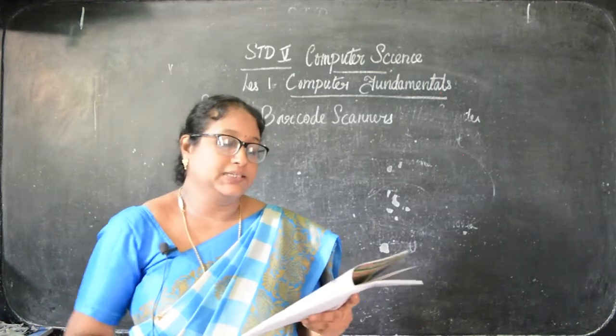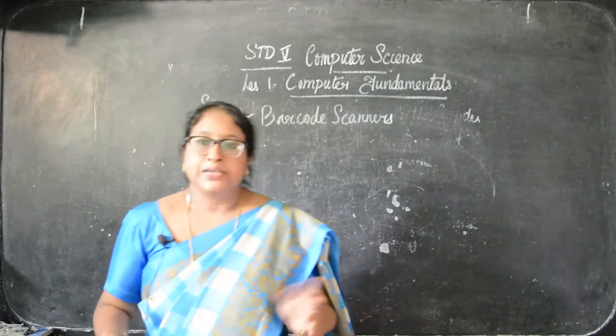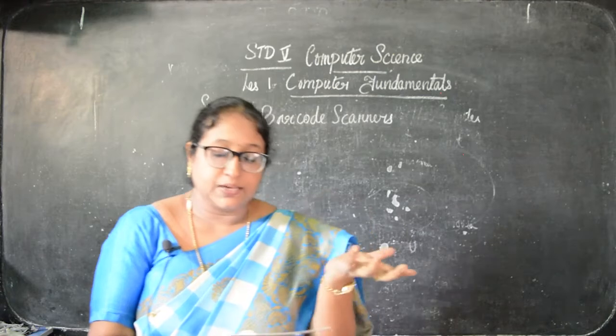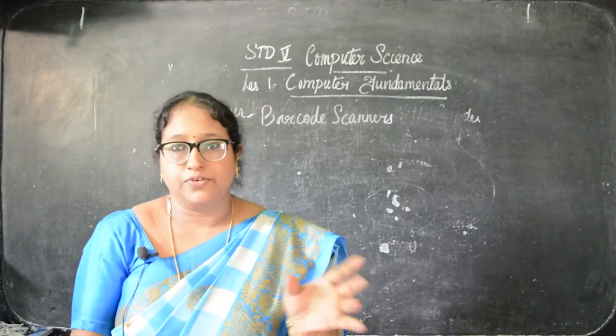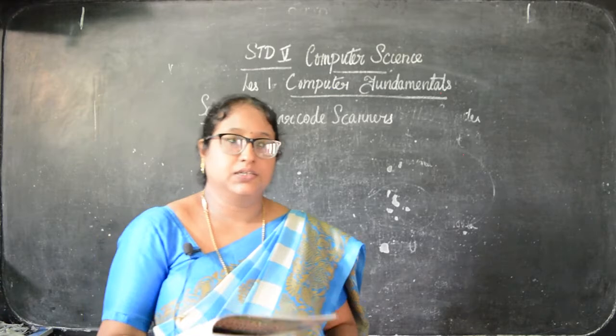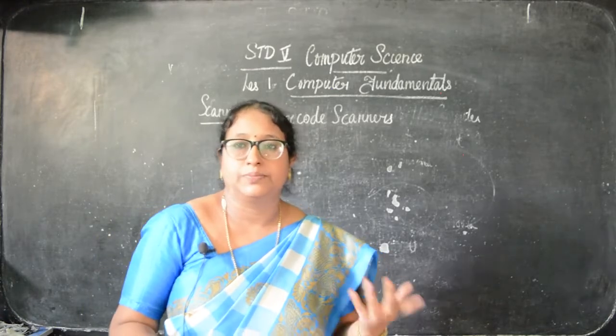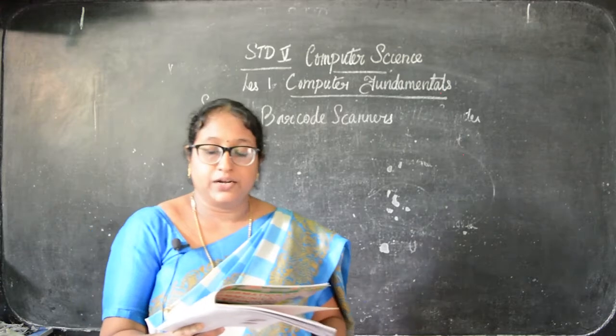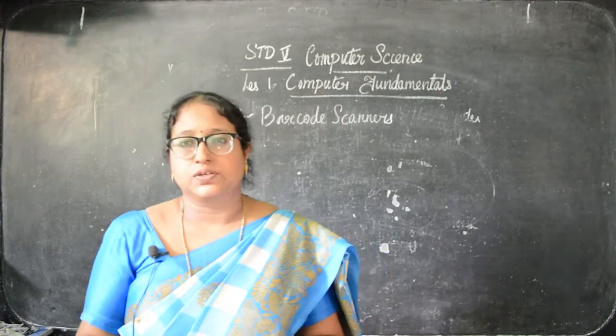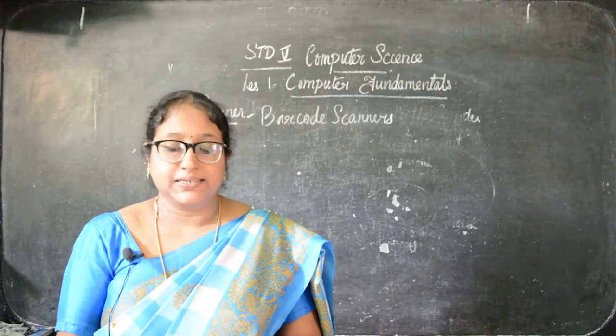So a scanner, what did I say, children? It converts visual to digital data. For example, a physical image, that is a photograph, can be converted into a digital image. Then these digital images can be altered or changed. Then barcode scanners are used for reading barcodes printed on various books or cosmetics. Did you understand scanners, children?